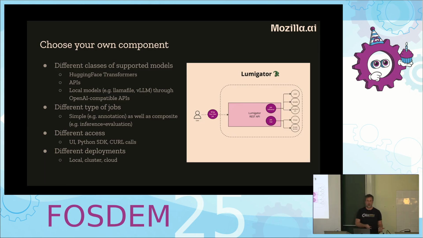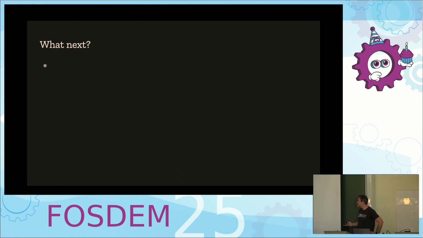Right now we have annotation, inference, evaluation, but you can also have composite jobs. You can choose to have a workflow that runs inference and evaluation all together, so you can just submit everything at once and have the results at the very end. You can have different levels of access. Again, API, SDK, UI, and finally different kinds of deployments. As I told you before, some components can be not local. You can move them around as long as you have an IP address to point to.